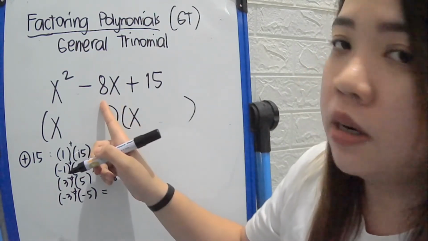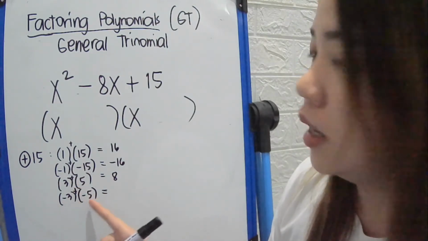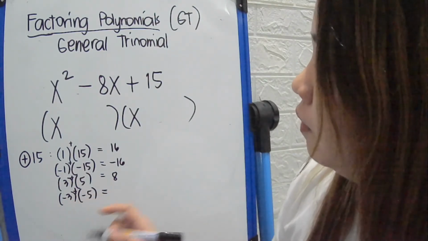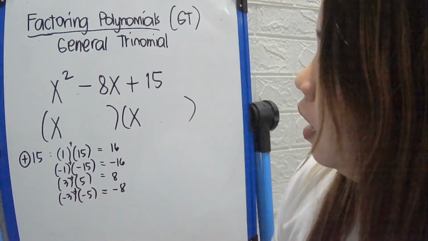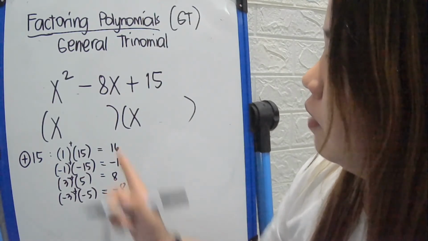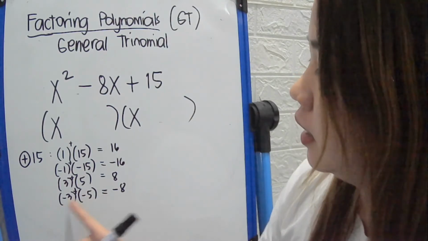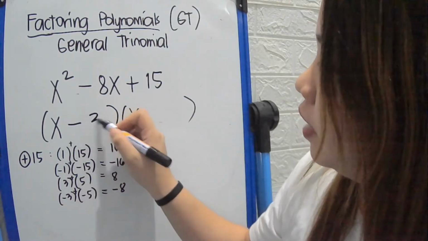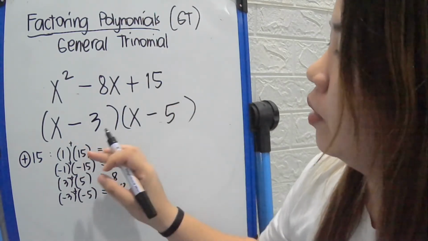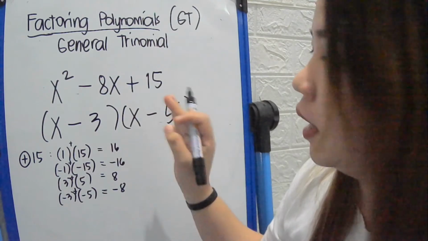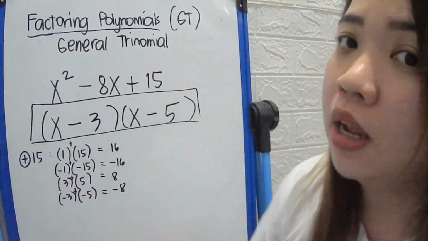Siya ba yung middle term? No, kasi dapat negative 8. Now, let's look. Negative 3 plus negative 5. Both negative, so you copy the sign, and then you add 3 and 5, so that will be 8. Now, lumabas na si negative 8, which is yung target natin. So, kung ano yung factors dyan, you take the sign. So, you have negative 3, and then negative 5. So, pwede pong mauna si x minus 5, then x minus 3. Ito yung magiging factors ng ating general trinomial.